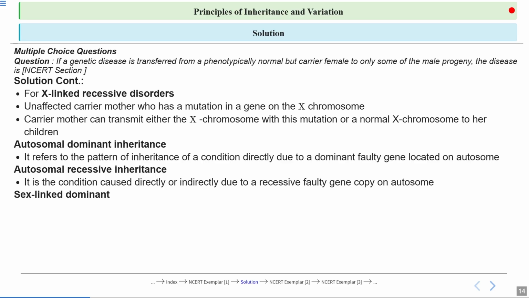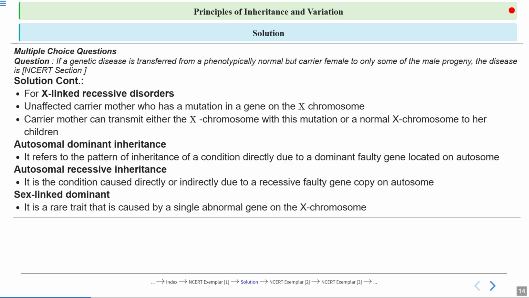Clear? Then sex-linked dominant. So it is a very rare trait that is caused by a single abnormal gene which is present on the X chromosome. And here also, these genes are present on the X chromosomes. That's why they are sex-linked. And the mutation which is happening on the X chromosome, this is dominant.